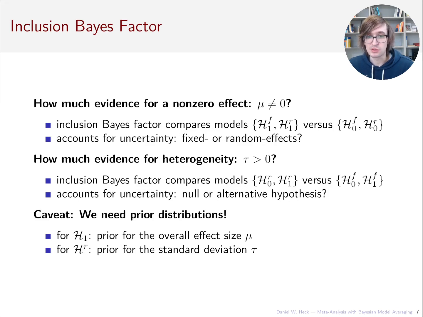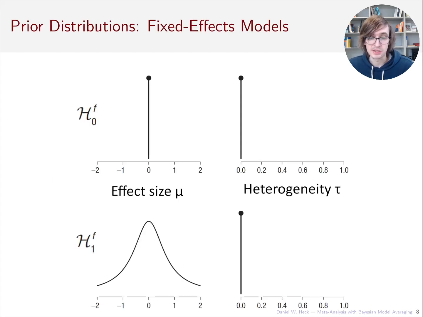However, this only works in a Bayesian framework if you assume prior distributions, and specifically this means you need to make assumptions about what size of effect you expect and how much heterogeneity you expect. Here these prior distributions are illustrated for the fixed effects models. You see on the right-hand side 2 plots with just a point mass at 0. Essentially, the fixed effects models assume there is no heterogeneity, it's 0.